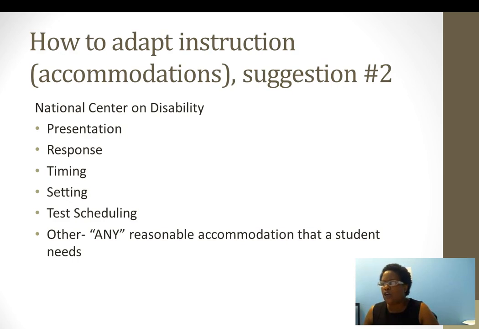So when we talk about testing, even in giving a test, which is not instructional time, it's test time, there are other things that we can do so that students can be fairly assessed. And basically, the National Center on Disability gives all of these recommendations, which you will see again because we will talk about that in the ADAPT strategy. But they say that any reasonable accommodation that a student needs should be afforded them when they're testing. New York State might say differently. That has changed a little bit, but there are parameters as to what is reasonable.